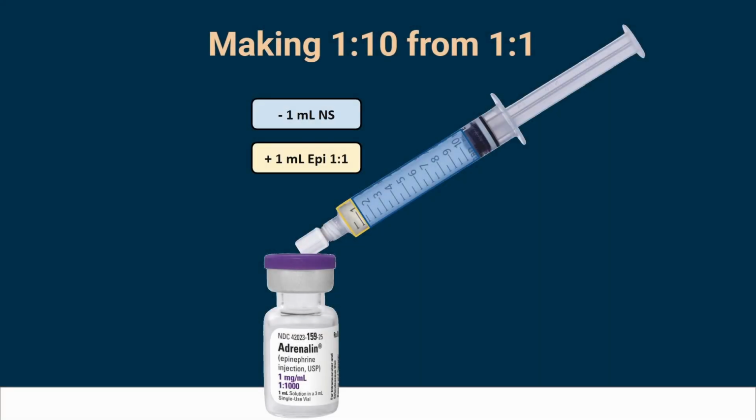Also, it's not hard to make. If you have 1 to 1,000, you just need to draw up 1 milliliter of it and mix it in a flush to make 1 to 10. I don't know why I thought it was a different thing. If I have 1 milligram in 1 milliliter and I suddenly need it diluted 10 times, then I need 10 milliliters and 1 milligram. That's all.